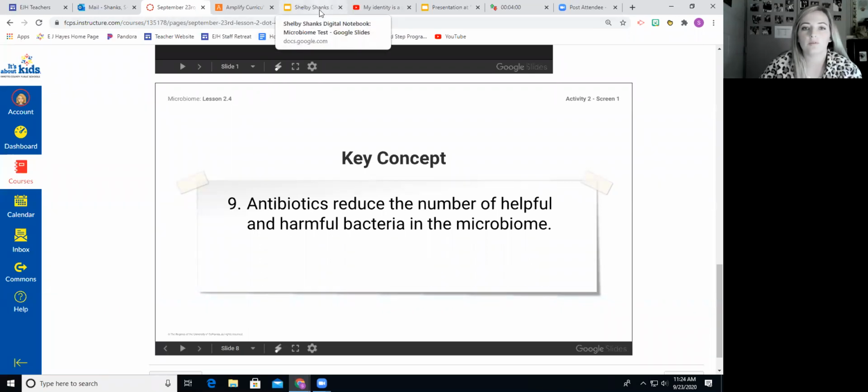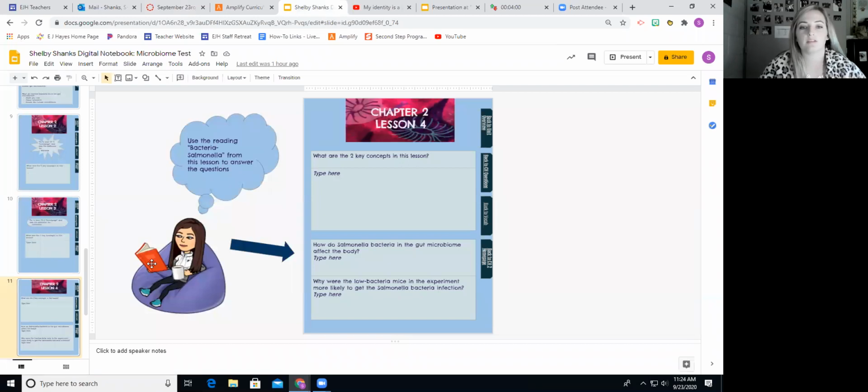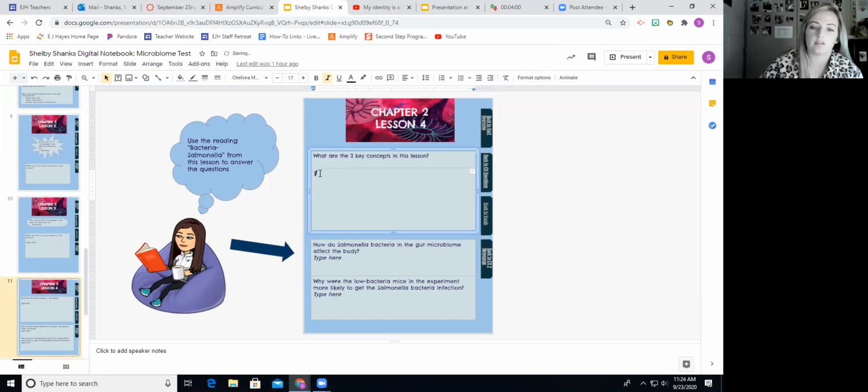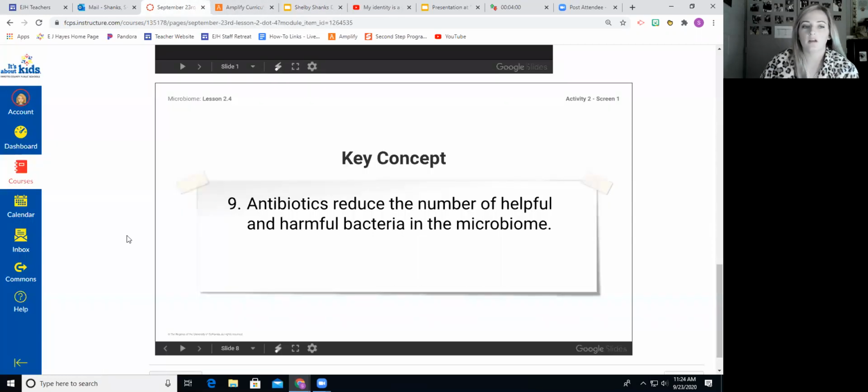So go up to your interactive notebook. It should be on page 11. Right, so page 11 in your interactive notebook, you're going to write down that first key concept. So it says here that there's 2 today. We're going to come back to this. All right, so your first key concept is going to go right there. When you get done writing that key concept in, let me know in the chat and just type done. So antibiotics reduce the number of helpful and harmful bacteria in the microbiome.